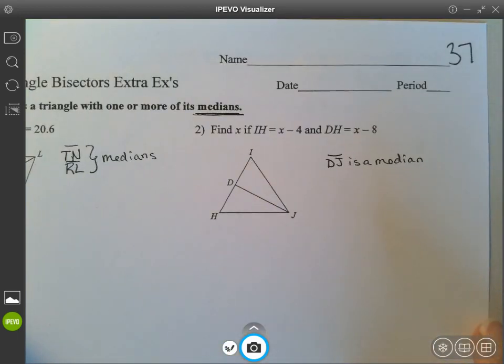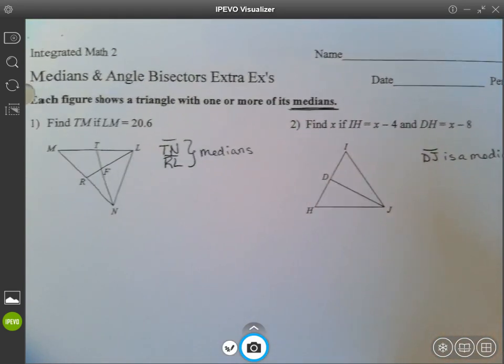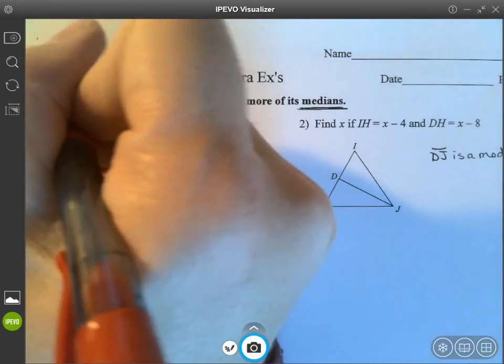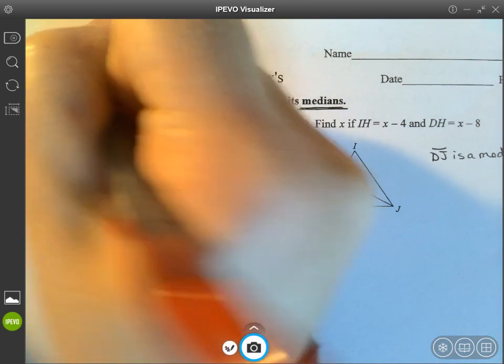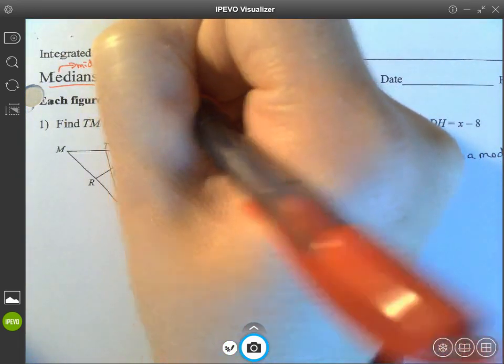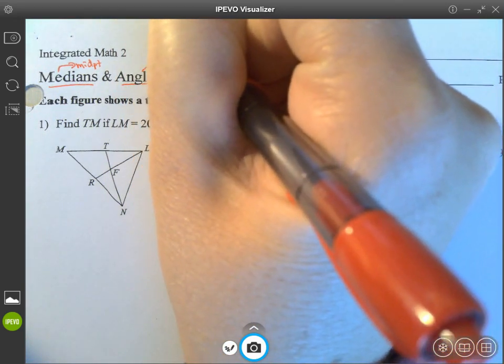All right, we are now looking at worksheet 37, and we're going to use our knowledge of medians and angle bisectors. So we worked on medians. Medians mean you have a midpoint, okay? Angle bisectors mean you have congruent angles. You're splitting an angle in half.